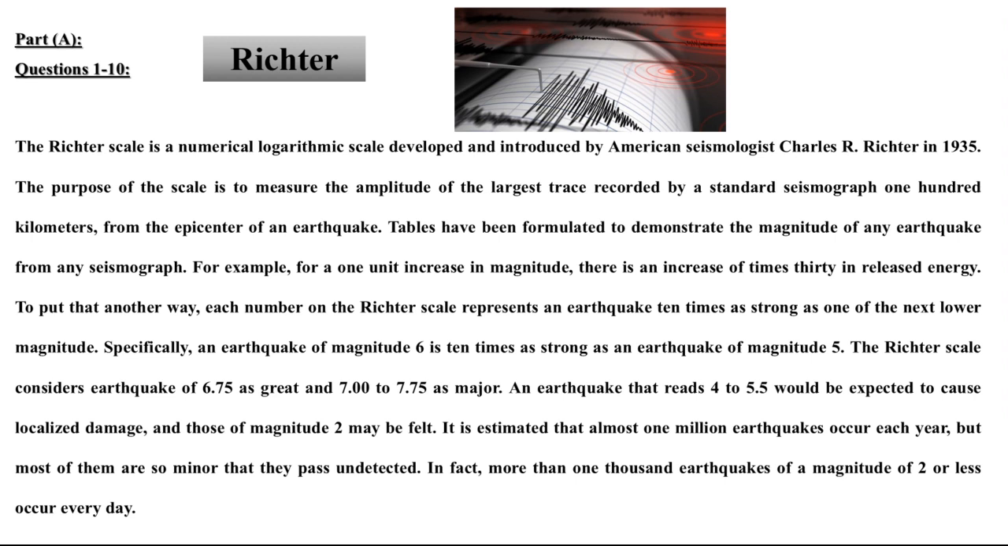The Richter scale considers an earthquake of 6.75 as great and 7.00 to 7.75 as major. An earthquake that reads 4 to 5.5 would be expected to cause localized damage, and those of magnitude may second be felt. It is estimated that almost 1 million earthquakes occur each year, but most of them are so minor that they pass undetected. In fact, more than 1,000 earthquakes of a magnitude of 2 or less occur every day.